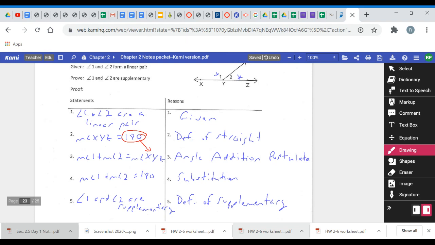So hopefully you're kind of getting the hang of the proof. Hopefully you're seeing some patterns here. And so, once you get some more practice with it, I think you will just keep getting better at them. Okay, let me know if you have any questions, and have a great day.